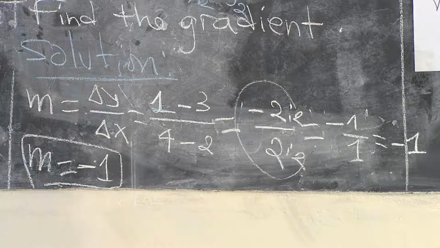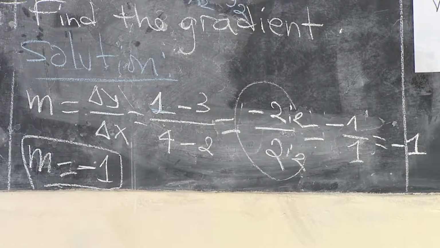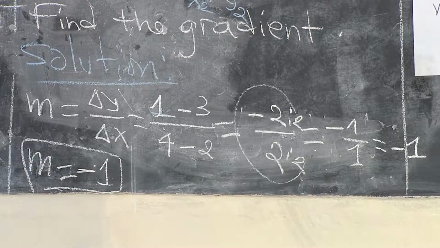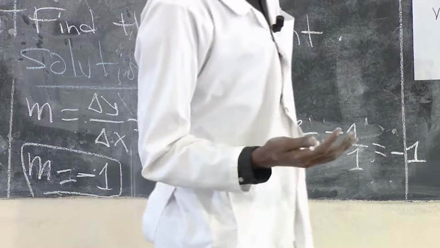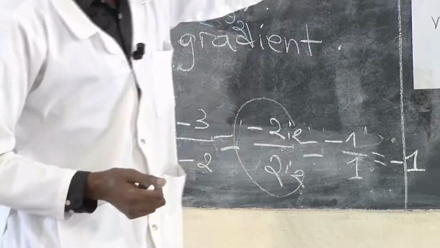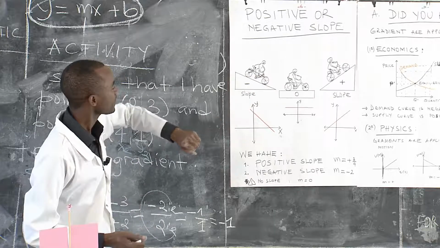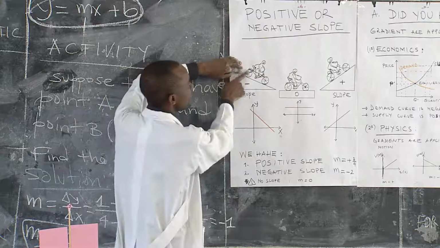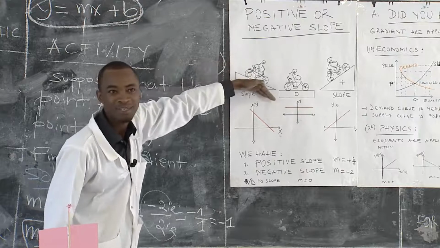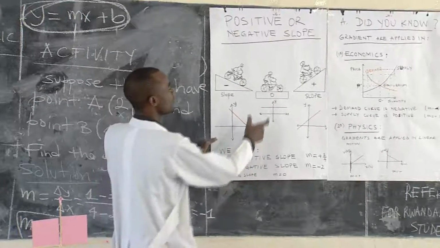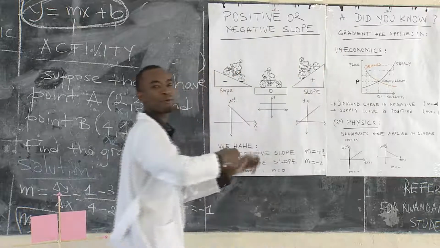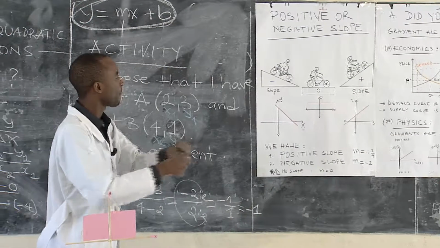You see? Very easy. Now, we need to know what is a positive or a negative slope. There is a very nice sketch here. We have a child who is on a bike. You see? And you have also when he or she reaches here, and when he is climbing, riding on a bike.